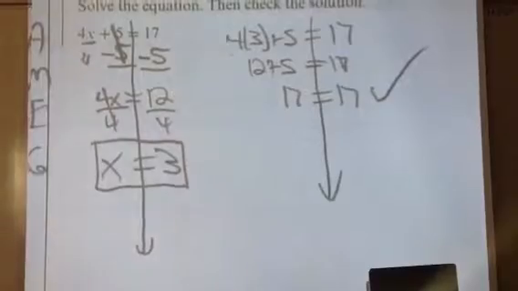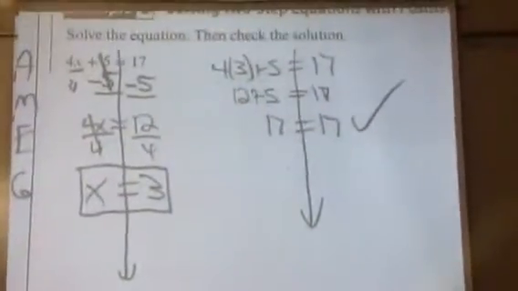Those people who are in my room waiting, can you wait just another minute? Thank you. All right, so that is a review of two-step equations.